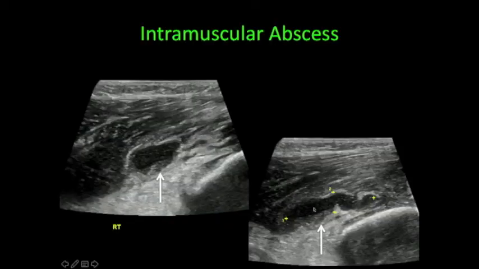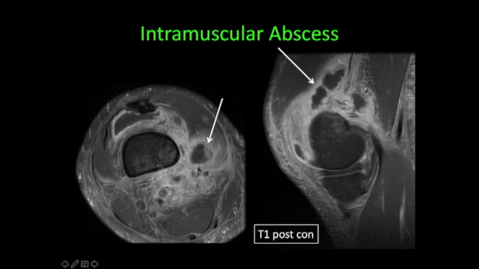Again, this case is pretty clear that there's this fluid collection that's got some debris and layering, and this is definitely within the thigh muscle. So we've got the subcutaneous tissue, then we see our muscle fibers, and then here we see this abscess. This is the MRI correlate, so you can see the same abscess cavities here where there's no enhancement, but notice how extensive this is in the muscle, which we really didn't appreciate as much on the ultrasound. There's just intense enhancement throughout the muscle.